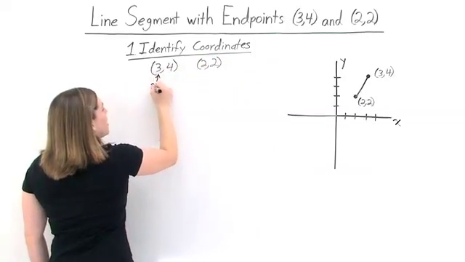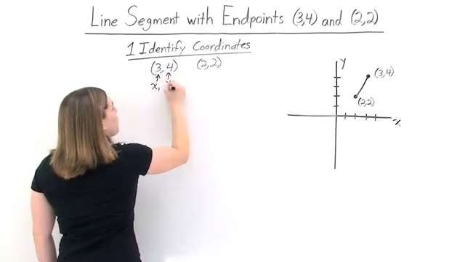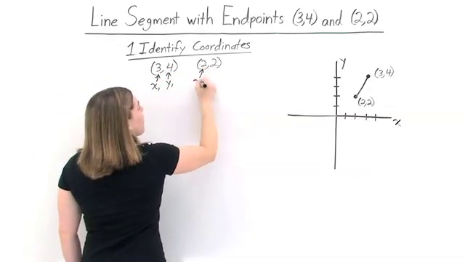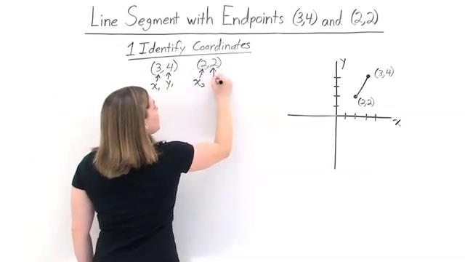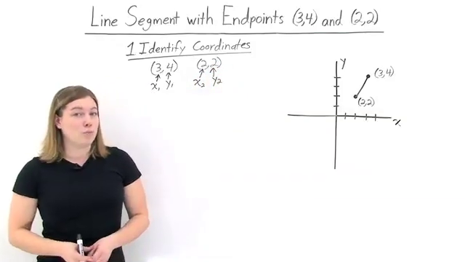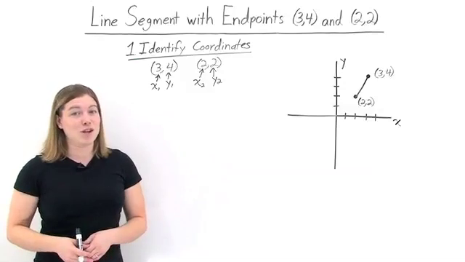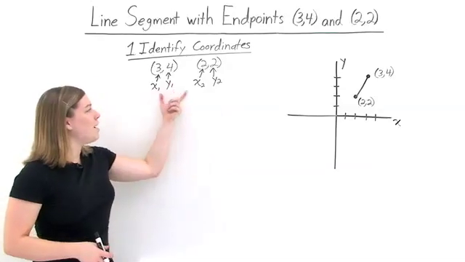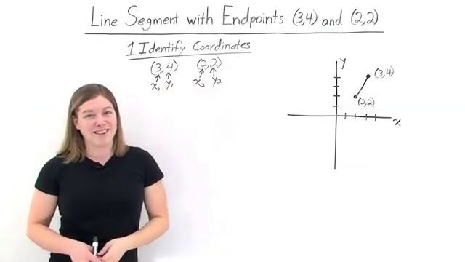We'll have 3 be x sub 1 and 4 be y sub 1. Then we'll have x sub 2 and y sub 2. Now remember, it doesn't matter which ones you pick to be the 1s and which ones to be the 2s. As long as you keep them paired together, you'll get the same answer.